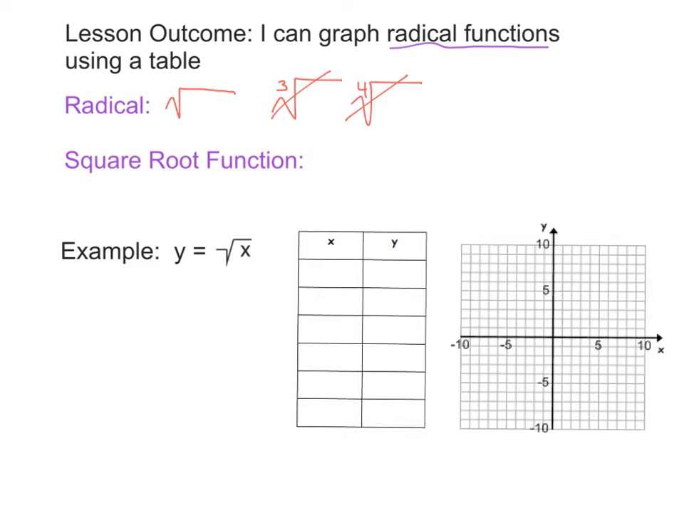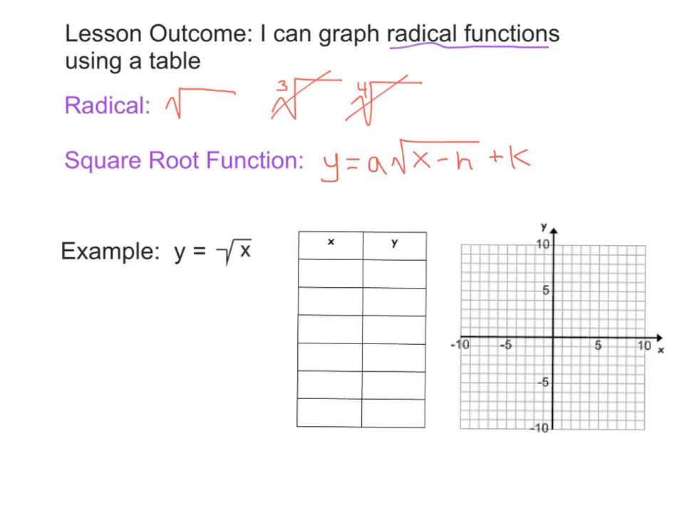A square root function is a function that has a square root in it. So here is our basic form of square root functions: y equals a times the square root of x minus h, plus k.